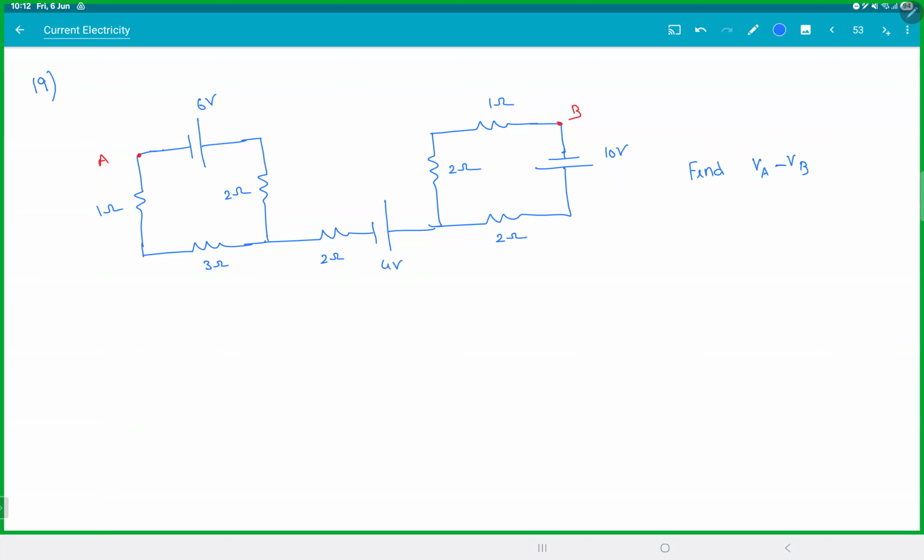Now look at this question. Let me ask you this. What is the current in this branch? Let's start from there. What is the current in that branch?